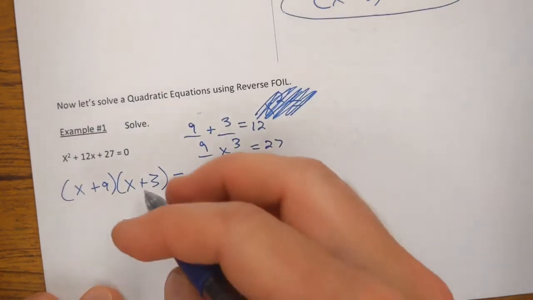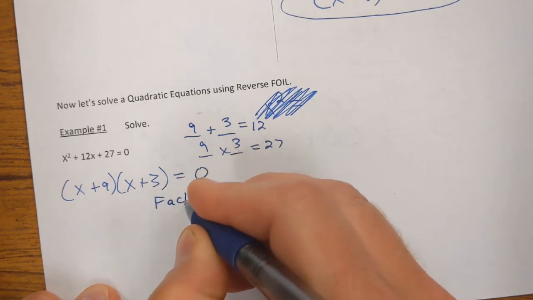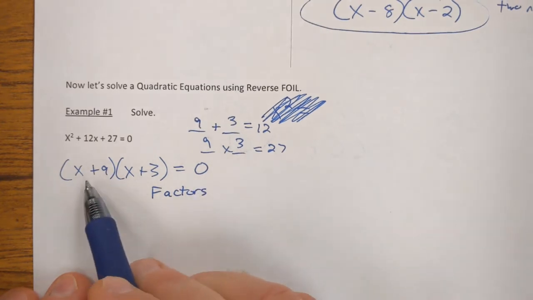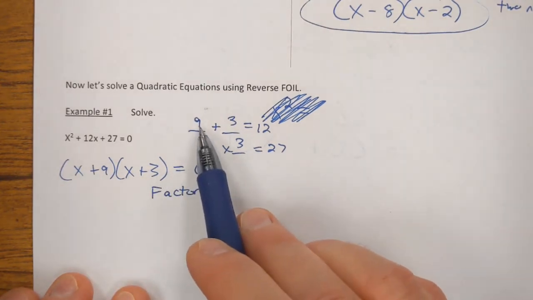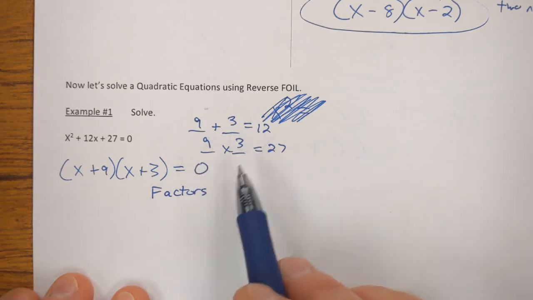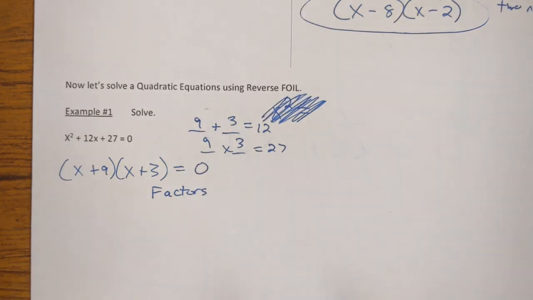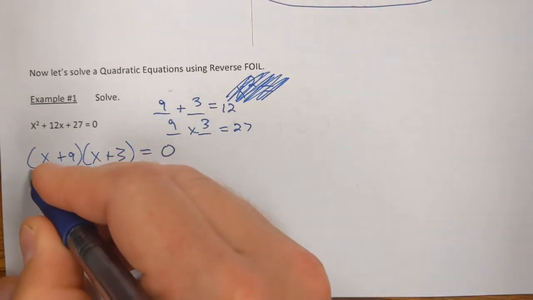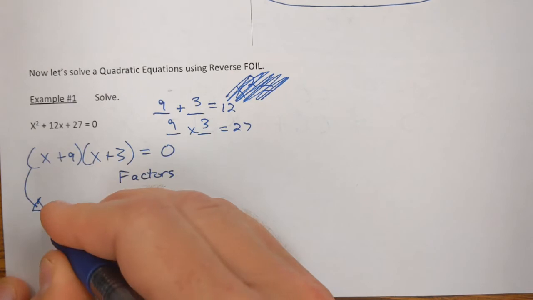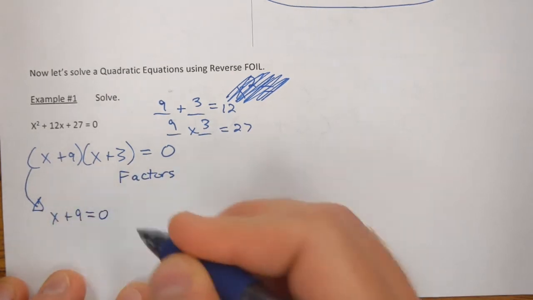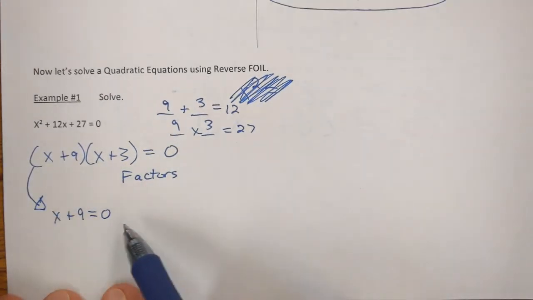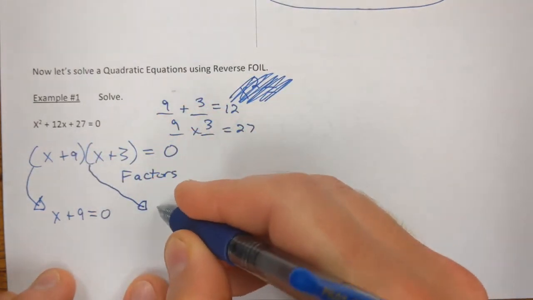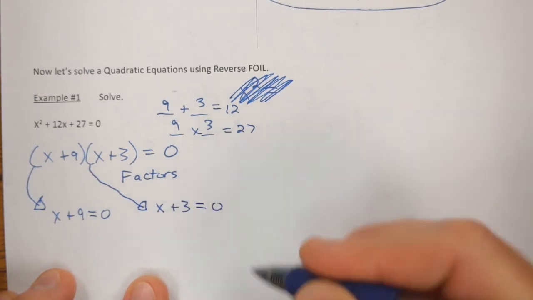Now what we have found here, these are called the factors of the equation. The factors of this equation are x + 9 and x + 3. We found that by finding this 9 and this 3. Now, the way you can find the solutions to this equation is we're going to take each factor and set it equal to 0. We're going to say, hey, what would happen if x + 9 was equal to 0? And we're also going to say, hey, what would happen if x + 3 were equal to 0?